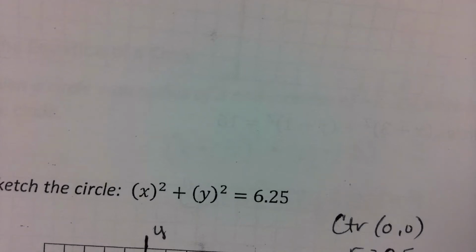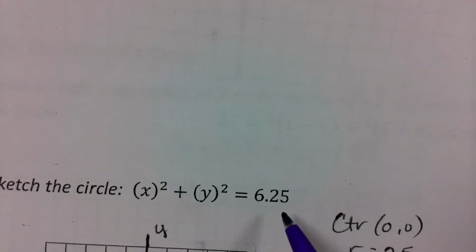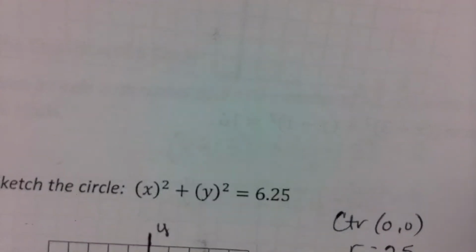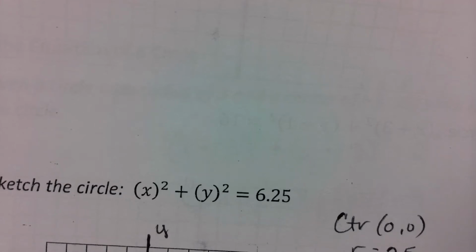Look at a previous problem. See if you can figure out how to find the radius of that. It's not just that number there, right? Yes, that's exactly right. You take the square root of that. Y'all put that in your calculator. Take the square root of 6.25.